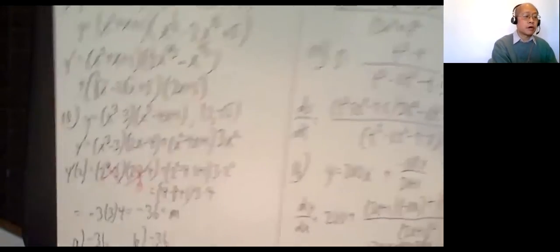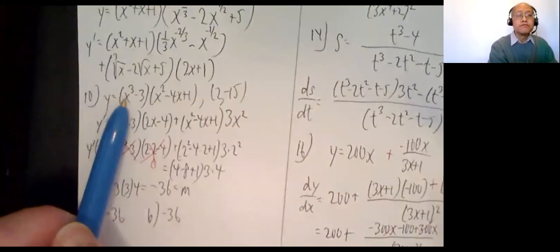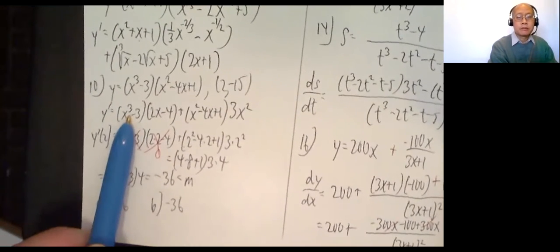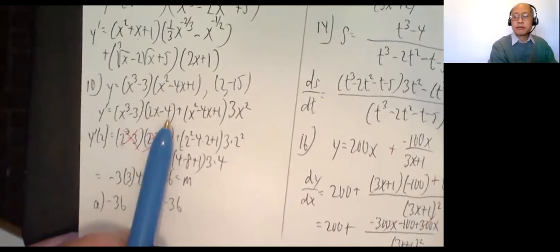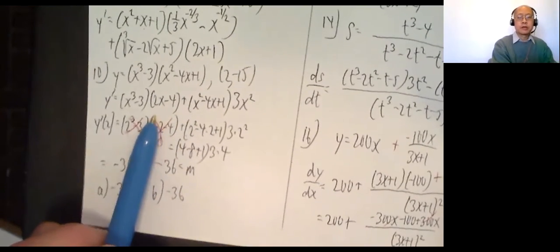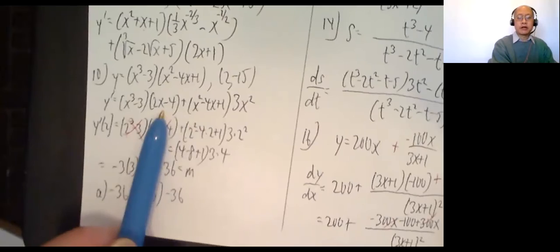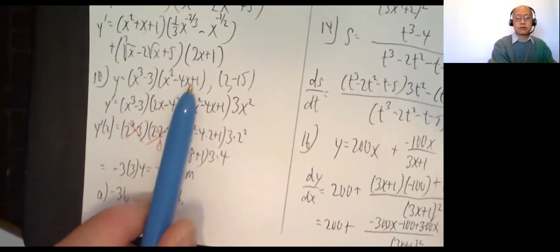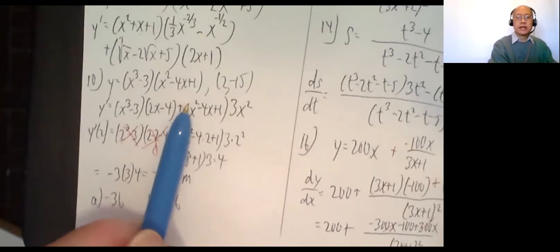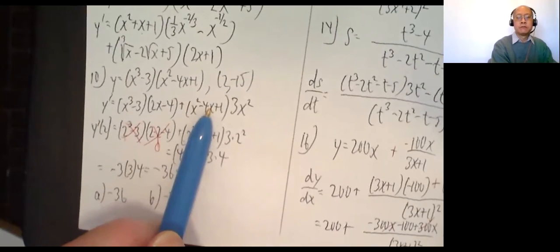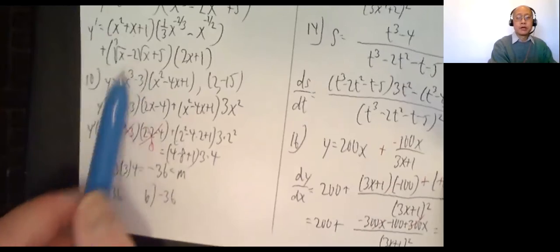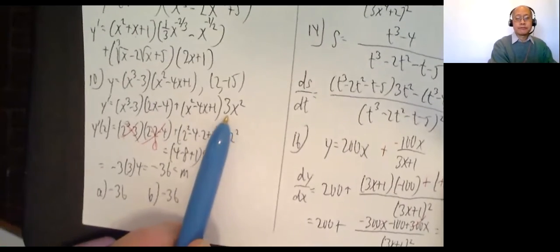All right, so here we go, product rule. Y prime: first function, copy it, times the derivative of the second function. So the derivative of x squared is 2x. Derivative of negative 4x is negative 4, and the derivative of 1 is 0, so don't write it. Plus second function, x squared minus 4x plus 1, times the derivative of the first function, 3x squared.